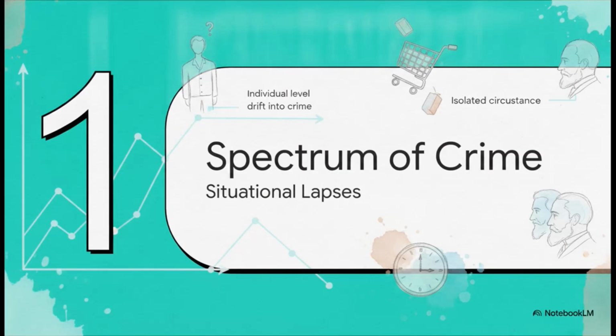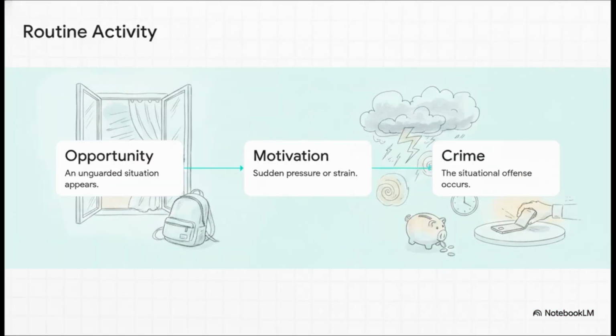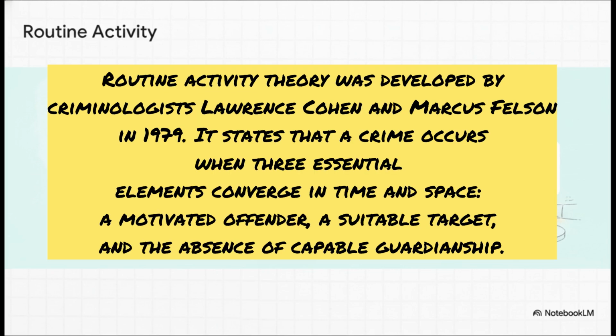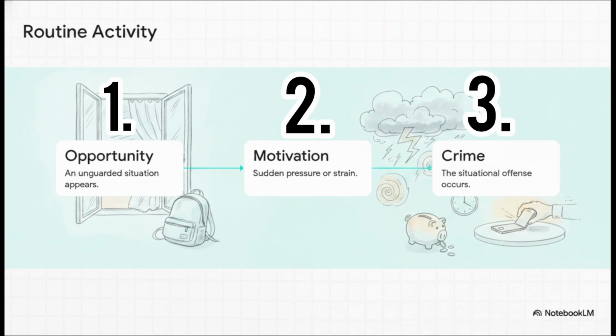Section 1. The spectrum of crime, situational lapses, and the occasional offender. Early criminologists were absolutely fascinated by everyday people who simply drift into crime under very special, isolated circumstances. Routine activity theory brilliantly illustrates exactly how this happens in 3 simple steps. First, an unguarded opportunity presents itself. Second, there's a motivation, like sudden financial pressure or immense stress. And third, the crime occurs.